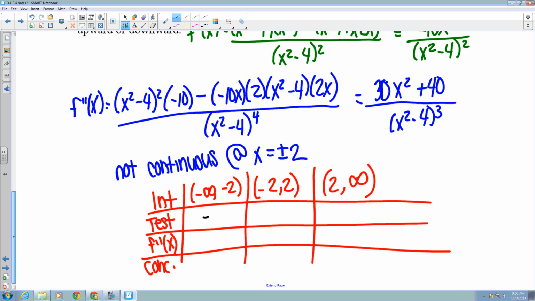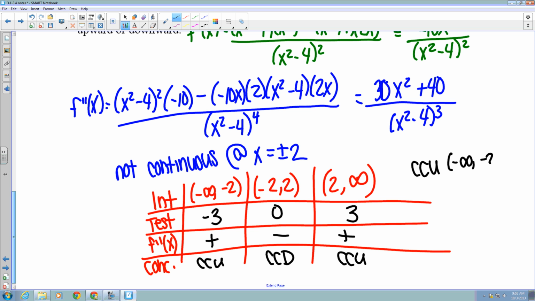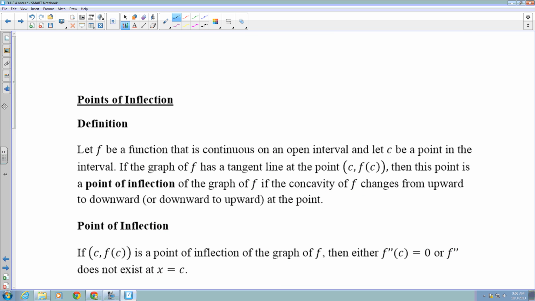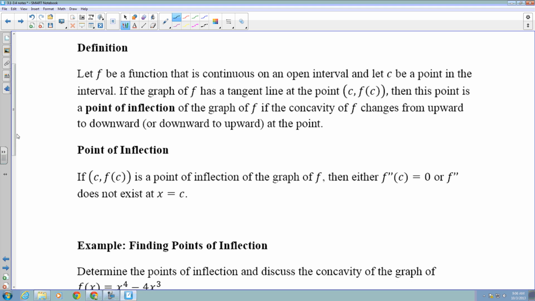Our test points, so I'm going to pick negative 3, 0, and 3. We are positive, negative, positive, which is concave up, concave down, concave up. So our intervals, concave up from negative infinity to negative 2, and 2 to infinity. I do want you to rewrite your answer this way, and concave down from negative 2 to 2.